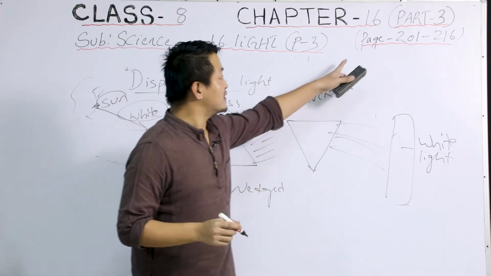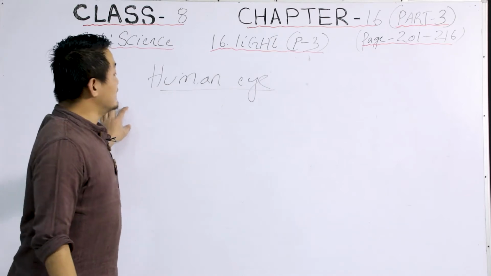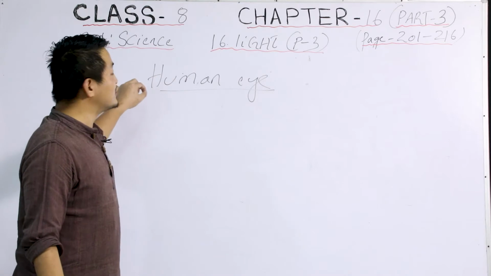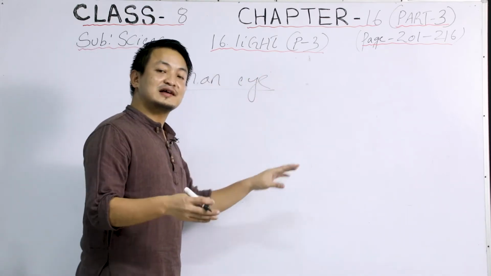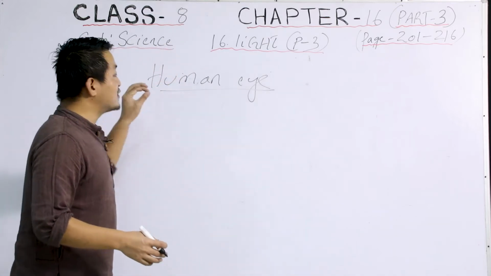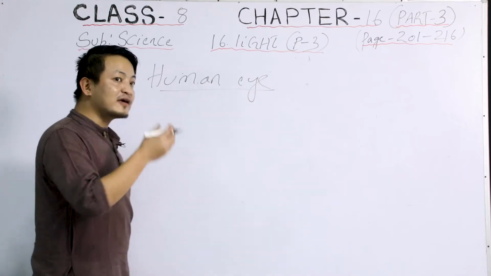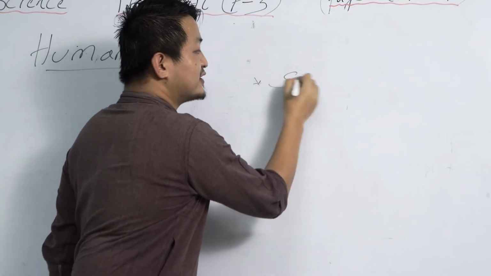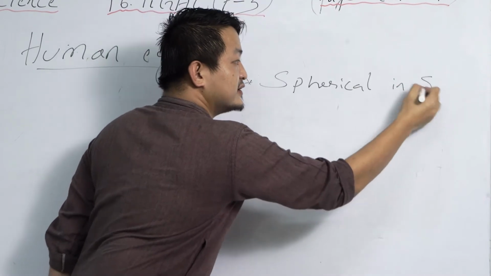You can also refer to your textbook, pages 201 to 216. So, my dear class 8 students, even in class 10 you are going to study the human eye. The same topic you are going to study in detail in class 10. So you have to remember all the important points. Clear here. Now, our eye is roughly spherical in shape.